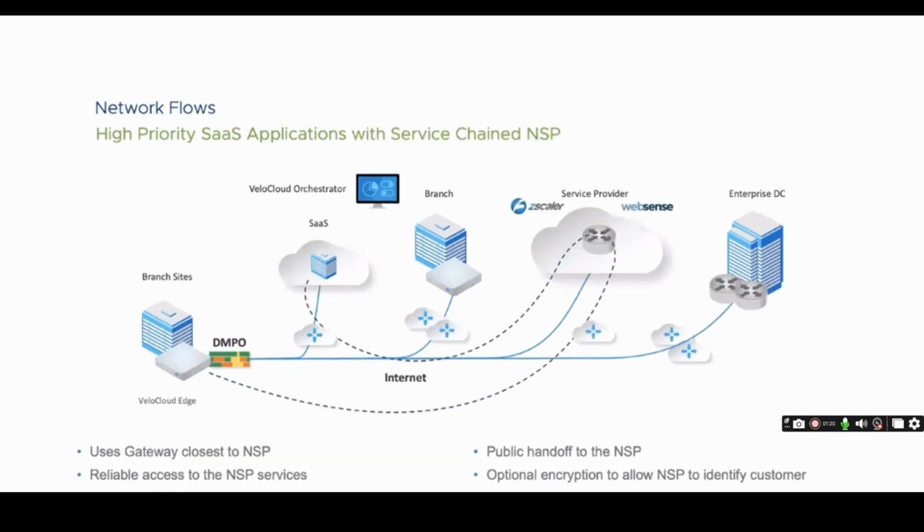So here you can see the high priority SaaS application with service chain NSP. Here we choose the closest gateway, which is nearby to the service provider, right? Because the service provider also has presence all over the world. So automatically it will choose, right?